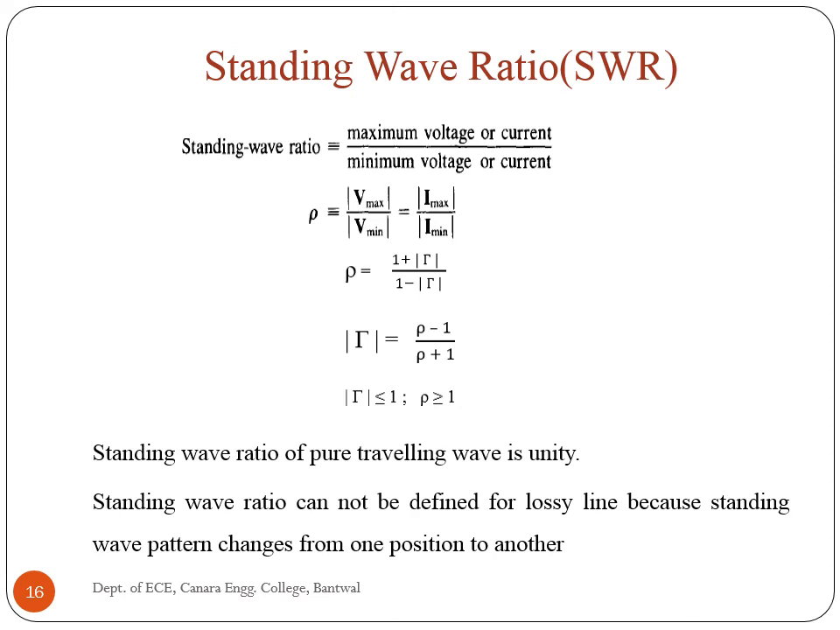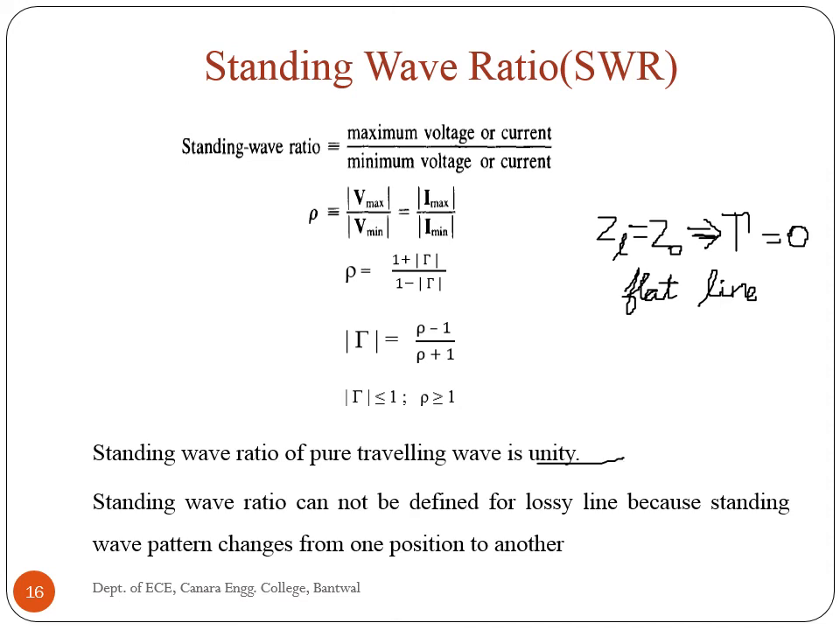If the transmission line is perfectly matched, ZL is equal to Z0, then there is no reflected wave, gamma equal to 0. Such a line is called a flat line. The standing wave ratio of a pure traveling wave is unity.